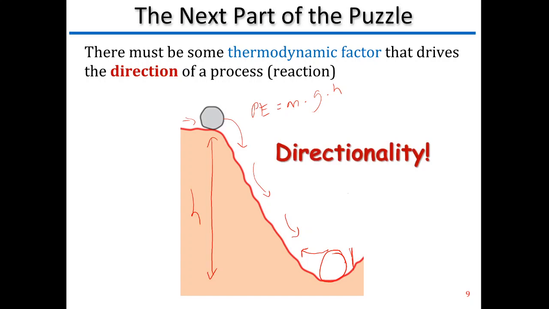So in other words, this gives us directionality. What do I mean by directionality? Meaning that the reaction is very favorable in one direction, not so favorable in the other direction. In other words, it's easy to roll the ball down the hill, not so easy to push it back up. The same is true with chemical reactions.